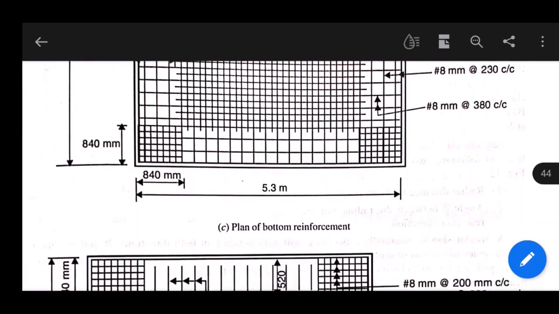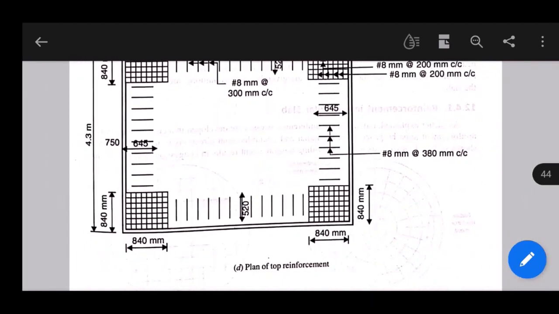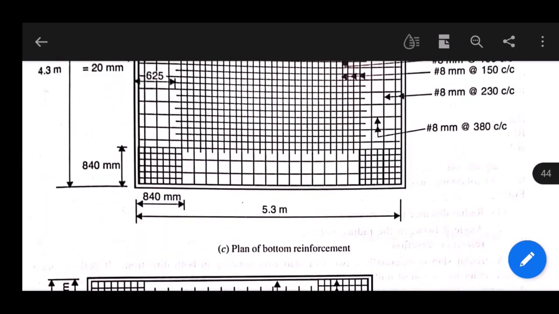So this is another view, which is of top reinforcement. Here edge strip and mesh are given, but middle strip is not given. And this is the main drawing.